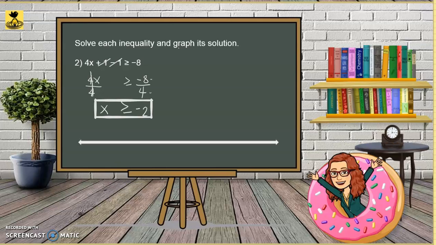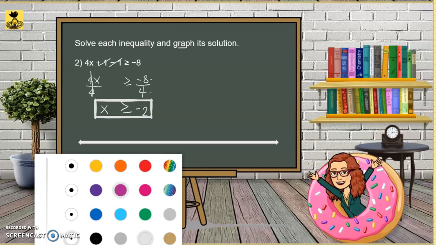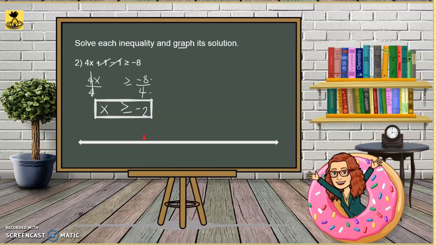To graph, we'll simply locate negative 2. Let's change it to red color so we can clearly see the direction. So this is negative 2, and it says x is greater than or equal to negative 2. Or equal means the negative 2 is included, so we will use a solid circle. Greater than means you will go to the right of the number line. So this is the graph of this inequality.